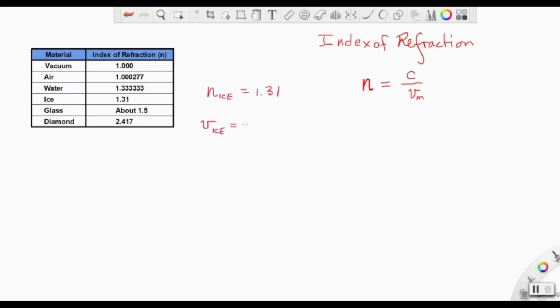The speed of light in ice is found by rearranging this equation. We need to solve for v, so we'd have c, the speed of light in a vacuum, divided by our index of refraction. So we would have 3 times 10 to the 8 meters per second divided by 1.31, because I rearranged this. And that would give us the slightly reduced speed of 2.29 times 10 to the 8 meters per second in ice.